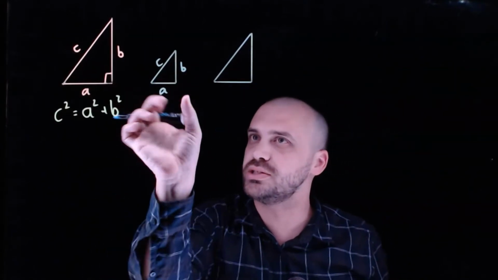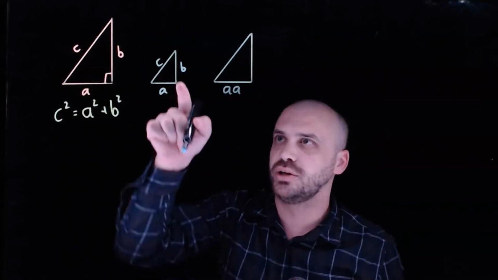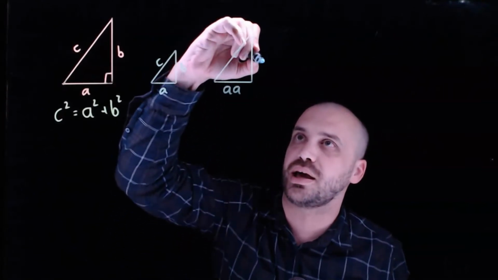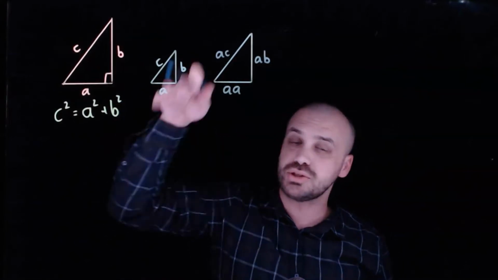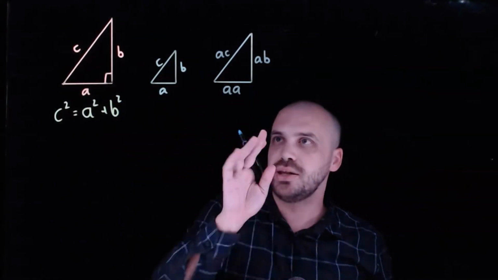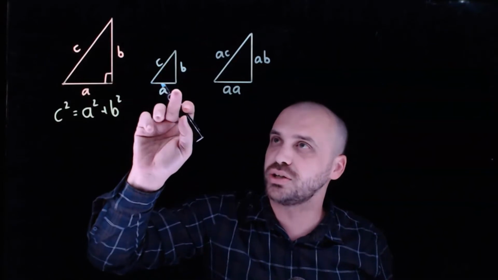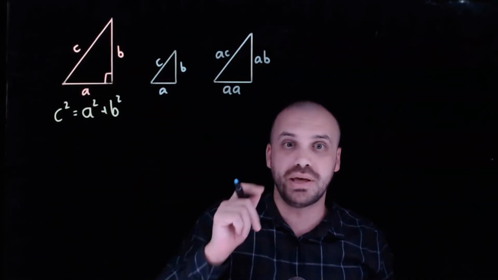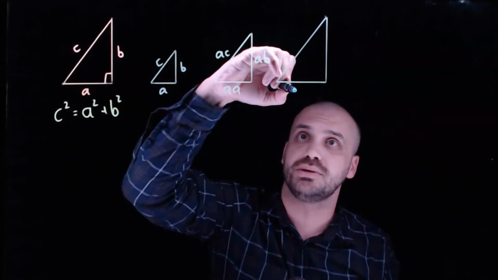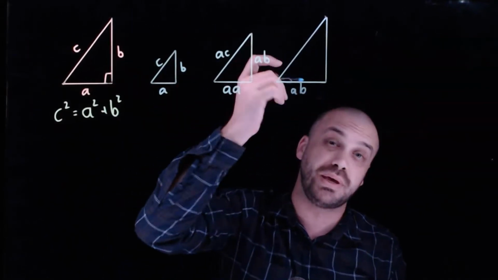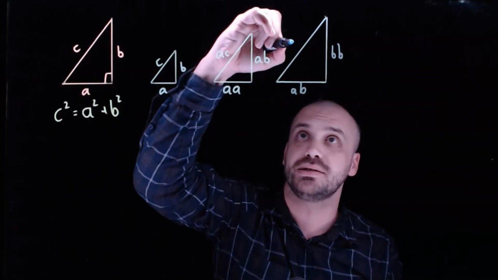Now that means that this side here is going to be a times a, which is a squared, spoiler alert. This one here is a times b, and this one here is a times c. I've just multiplied all the sides by a. Now I'm going to create another triangle, and I'm going to do it by taking this original triangle and multiplying all the sides by b. Now this gives me a larger triangle again, and this side is a times b, this side is b times b, which is b squared, and this side is bc.